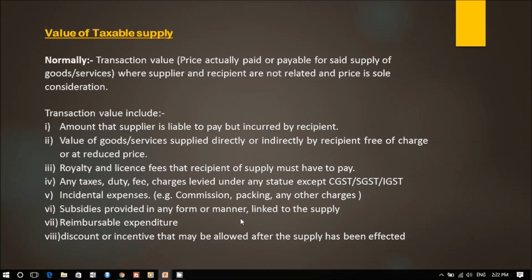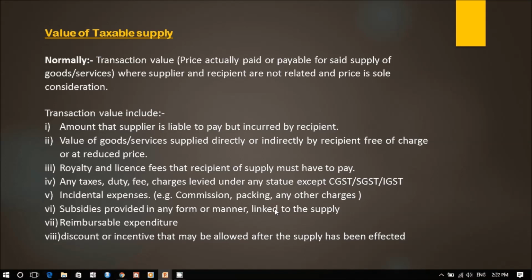Subsidies provided in any form or manner linked to the supply. If any subsidy has been received by the supplier, let me give you an example: there are goods of 100 rupees, but he received a subsidy of 80 rupees. Now he is selling it for 20. No, tax would be levied on the 100, because its actual selling price would be 100, not 20. 20 is because he has taken the subsidy of 80 rupees. So a subsidy is given for a particular benefit, but it cannot reduce your GST liability.